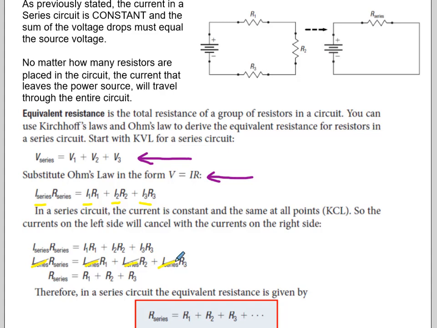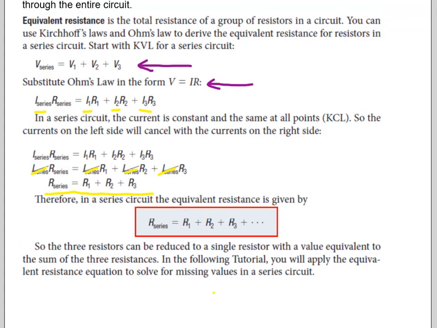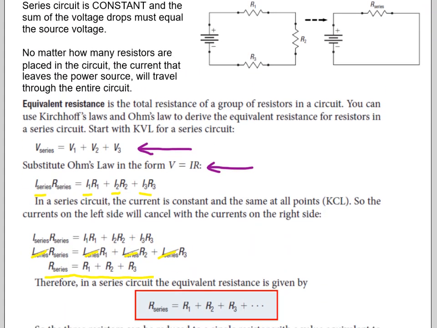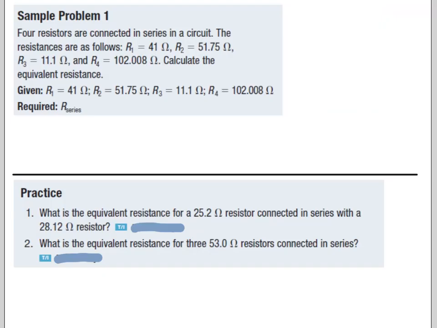Okay, so mathematically, once all of those cancel off, we are left with the total resistance, or the series resistance, the equivalent resistance, is just the sum of the resistances that are in series. So if we have, as the above example has, 3 resistors, we would add up all 3. If we have 5 resistors in series, we just add them all up. Okay, so that's our first equivalent resistance relationship.